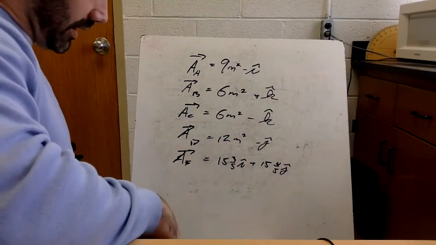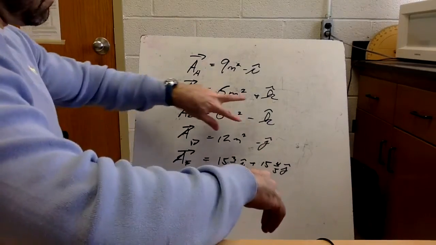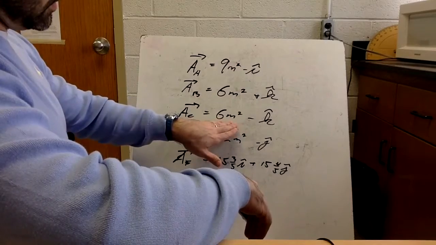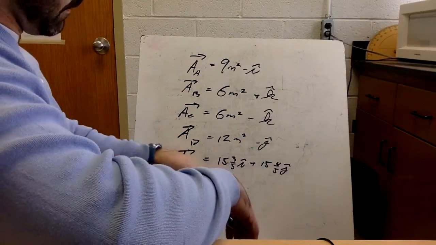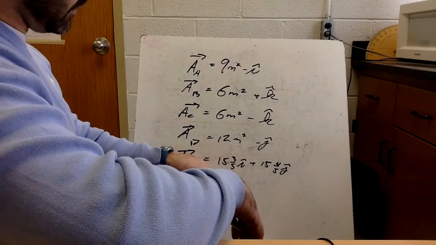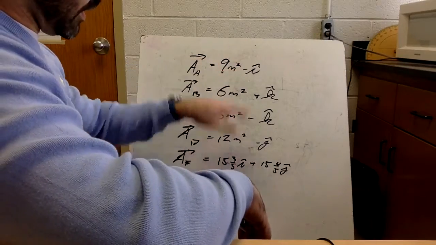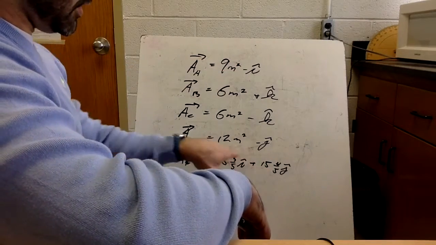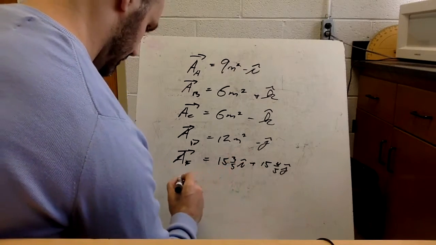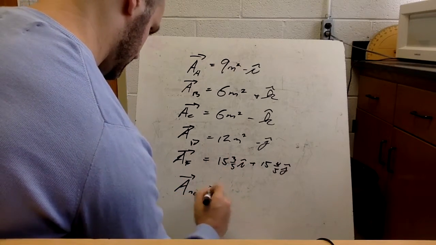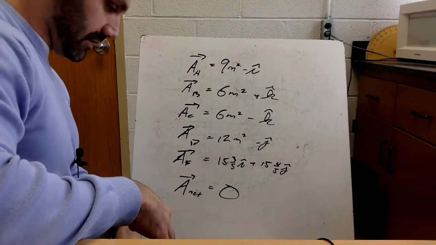So then what is the total area of the enclosed surface? If I add all of these up as vectors, 6, negative 6, those cancel out, so the k direction is all 0. 15 times 3/5 is 9, so this i and this i cancel out, and this j and this j cancel out as well. So the total area vector is 0. And that's going to be true for any enclosed surface.